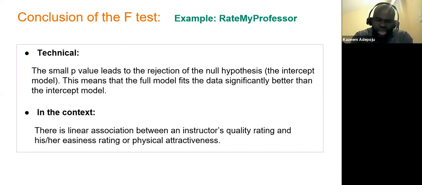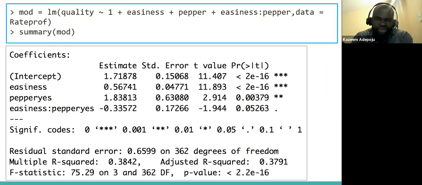So I want you to look at the model. I want you to look at the results. You can see the intercept is significant, the easiness is significant, the pepper yes is significant. The takeaway from what I have here is that the main effects are significant. When I say main effect, I'm referring to easiness separately and pepper yes separately. But look at the interaction effect. The interaction effect is not significant.